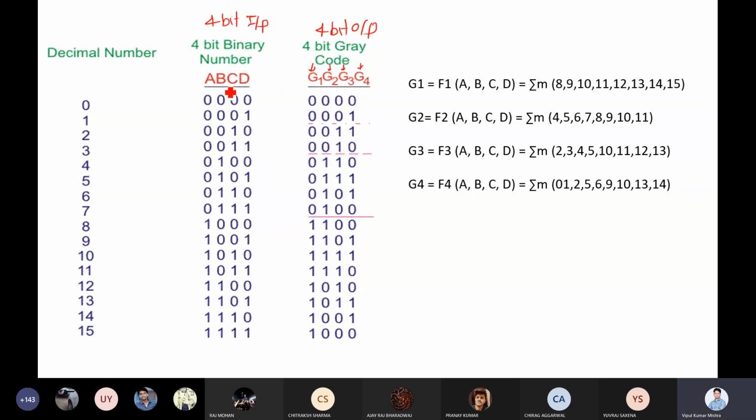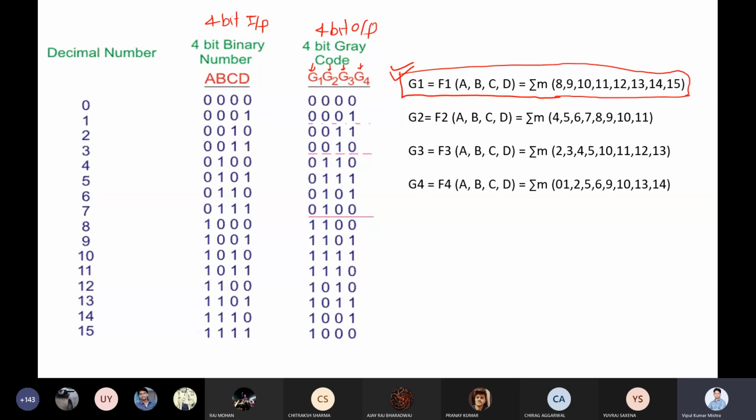So you got 4-bit input, that is A, B, C, D, and you have 4-bit output G1, G2, G3, G4. Now if you want to write minterms for G1, what will be the minterms? All the places where it has 1. So you can say 8, 9, 10, 11, 12, 13, 14, 15. So this is the minterm. So you got the function in the form of minterm for G1. Similarly, you can make a function for G2, G3, G4.